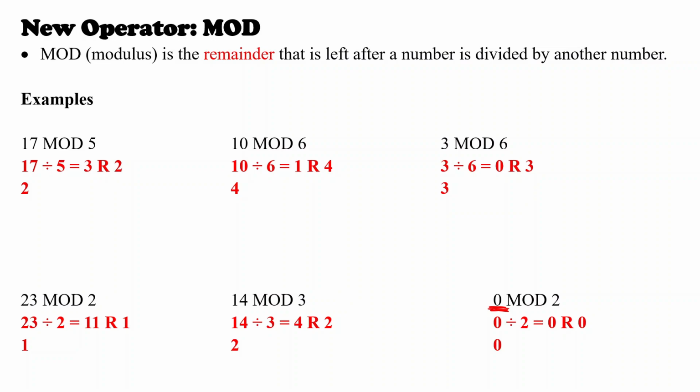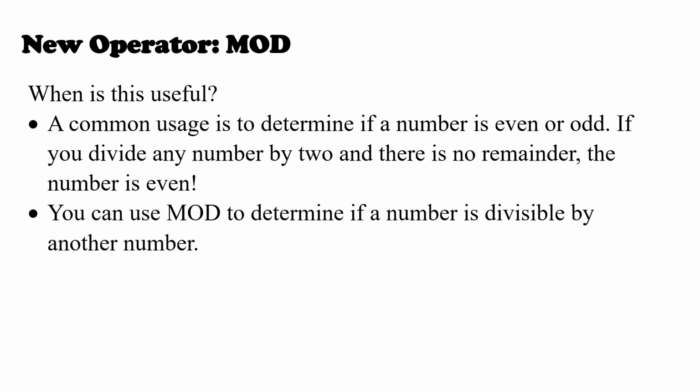You're not going to be dealing with very large numbers on the CSP exam. You won't be dealing with negatives, no decimals, anything like that. Just being able to do these basic examples by hand. Now, when is this useful? We will use it in our programming languages. A common usage is to determine if a number is even or odd. If you divide any number by 2 and there's no remainder, the number is even. If you divide a number by 2 and there is a remainder, then the number is odd. You can also use it to determine if one number is divisible by another number. Again, we'll have a few applications when we get to our programming language.